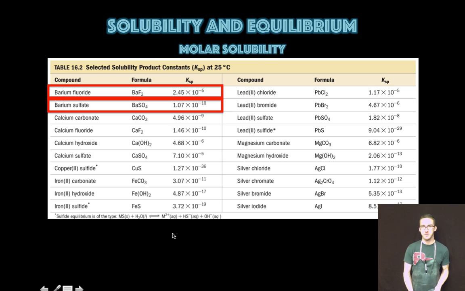But I couldn't do that with, say, barium fluoride and barium sulfate. Barium fluoride dissolves into 3 ions, where barium sulfate only into 2. So you can only compare solubilities using KSPs if the salts dissociate into the same number of ions.